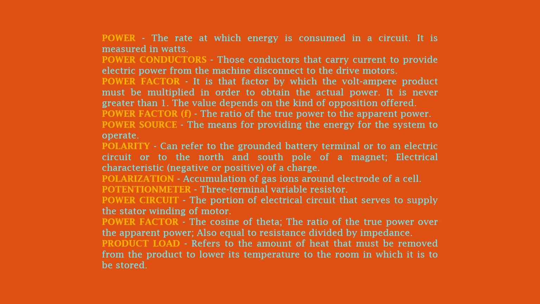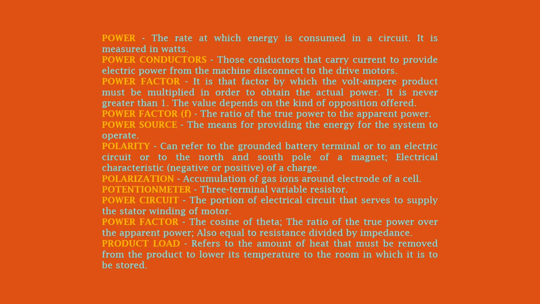Power, the rate at which energy is consumed in a circuit. It is measured in watts. Power conductors, those conductors that carry current to provide electric power from the machine disconnect to the drive motors. Power factor, it is that factor by which the volt-ampere product must be multiplied in order to obtain the actual power. It is never greater than 1. The value depends on the kind of opposition offered. Power factor, F. The ratio of the true power to the apparent power.